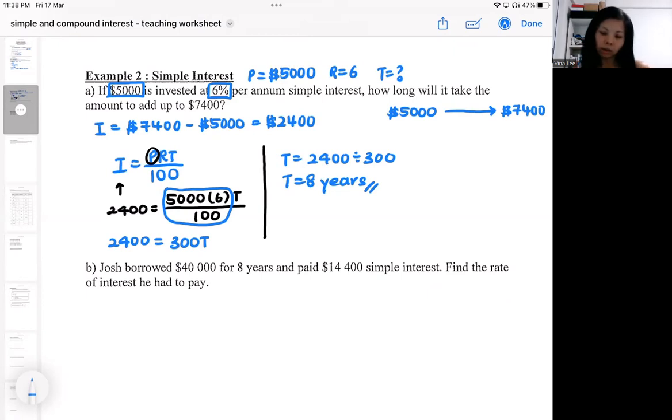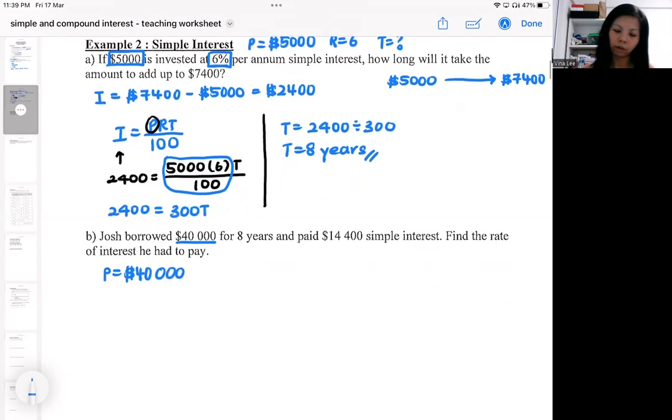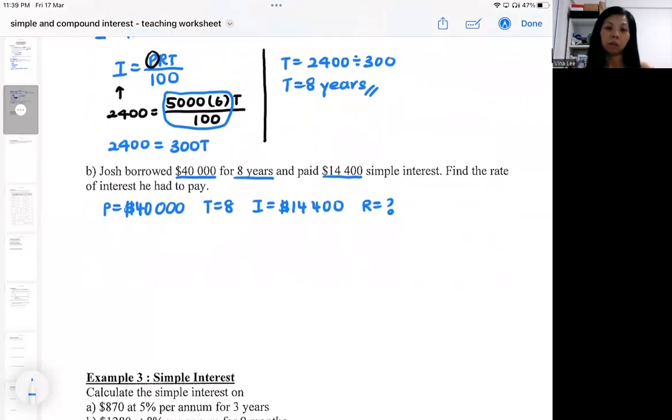Okay, then the next one. In 2A, we have an unknown T. In 2B, we have an unknown rate. If you look carefully in 2B, the 40,000 is the principal amount. So whenever you see the information given, you should be able to match it to the formula. So T is equal to 8, and the simple interest is 14,000. So I will be interested to find out what is the rate. That means what is the yearly rate that is being rewarded.